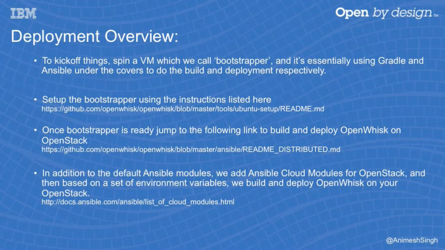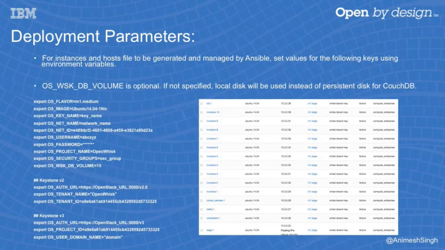So to summarize, to kick off things, spin up a VM which we call Bootstrapper, and it's essentially using Gradle and Ansible under the covers to do the build. Then you bootstrap using the instructions listed on our GitHub repository. Once Bootstrapper is ready, jump to the following link, and then you can deploy OpenWhisk on top of OpenStack. In addition to the default Ansible modules, we created a lot of Ansible modules which make sure that OpenWhisk deployment on OpenStack can be done successfully.